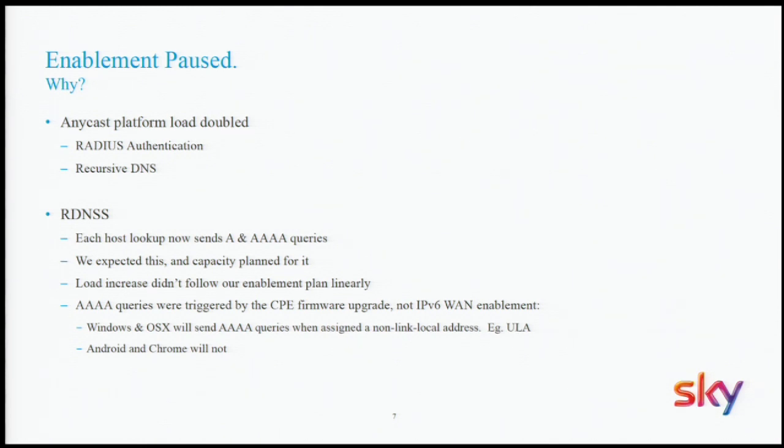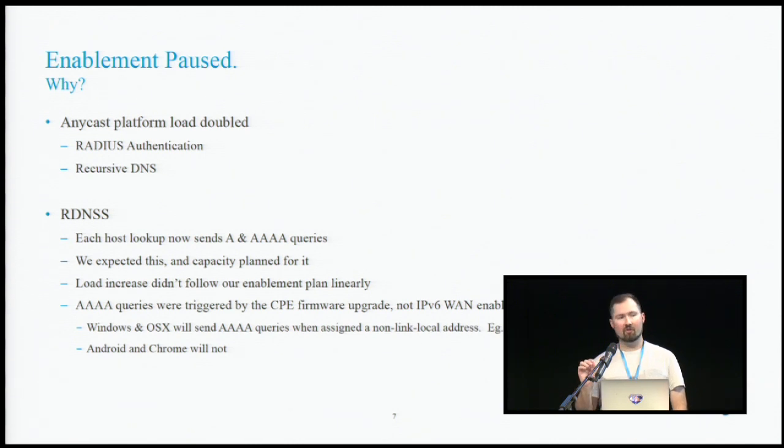It took us a while, and then we realized that it wasn't actually following our v6 enablement path. It was as soon as we upgraded the CPE firmware to the v6 capable firmware that all the end hosts started sending these quad A queries as well. What happens is most OSs, as soon as they get a non-link-local address, so in our case all those ULA addresses that we're advertising, they'll start sending the quad A's.